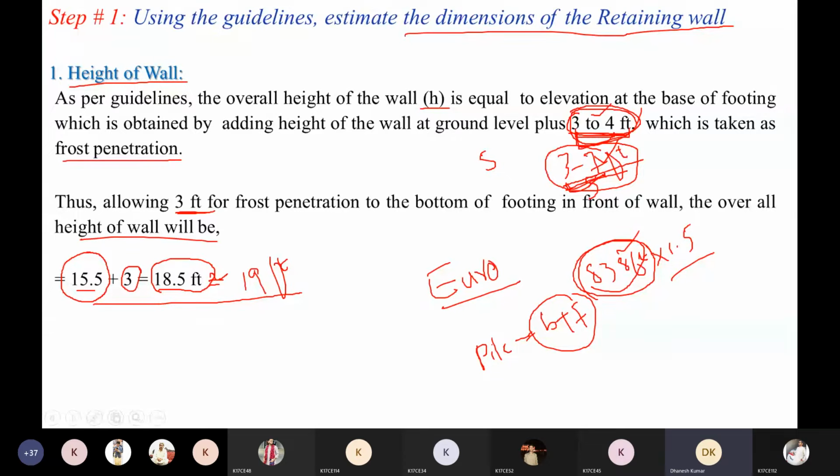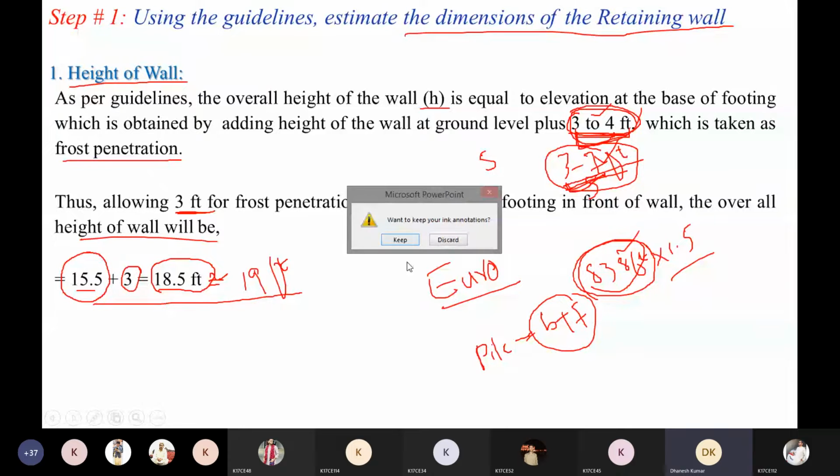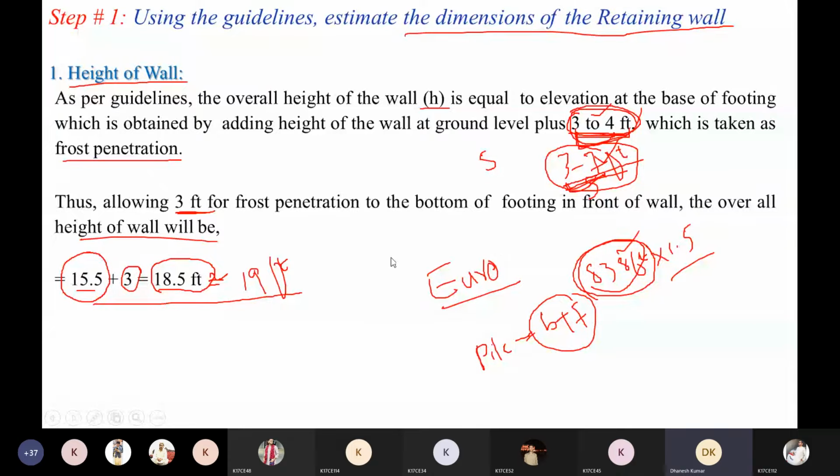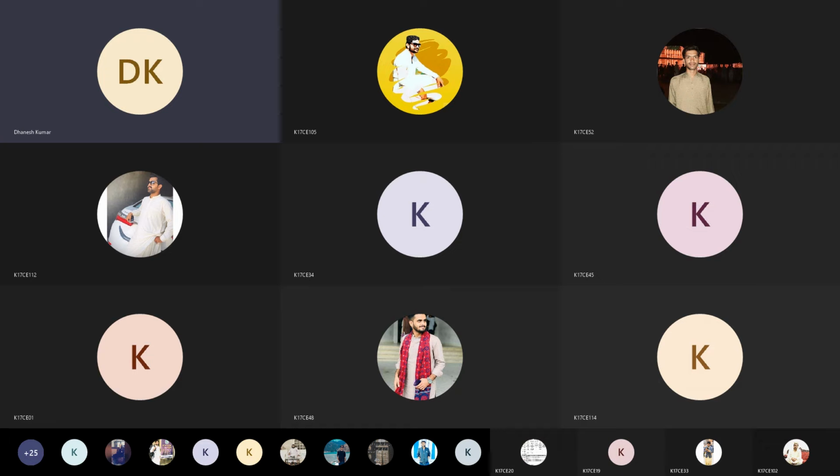Okay. Who is making its mic unmute? Can your mic unmute? 105, unmute your mic, beta.